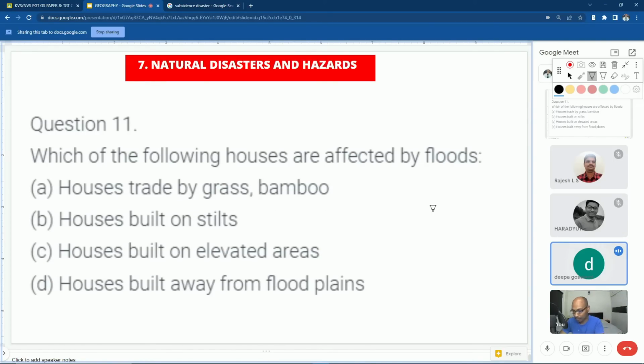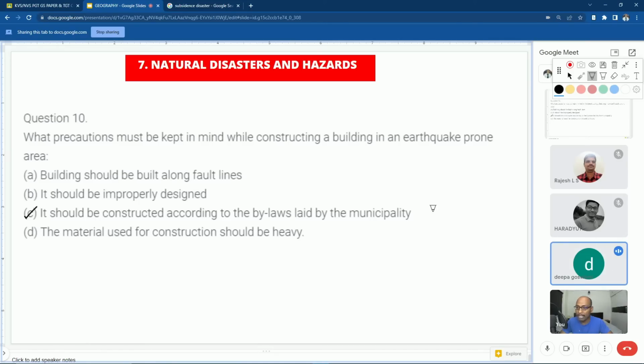Next question. Sir, what is the fault line, sir? Okay. Deepa ma'am? Sir, fault lines. So what is fault lines? Which one? Oh, sir, the previous one. Building should be built along fault lines.